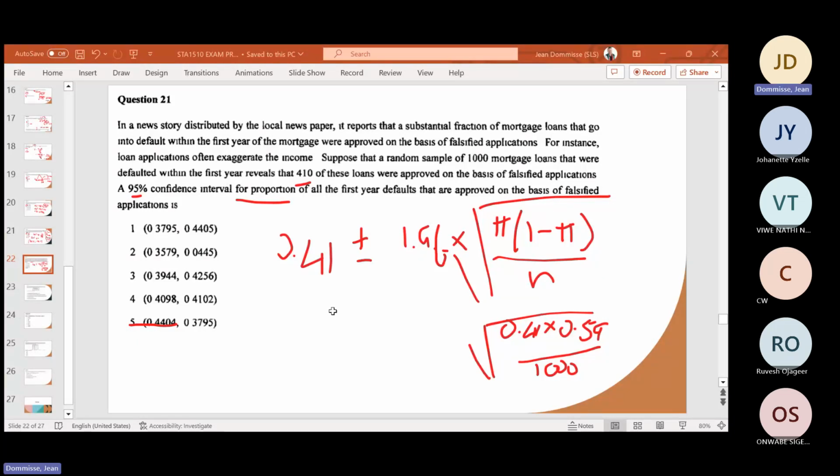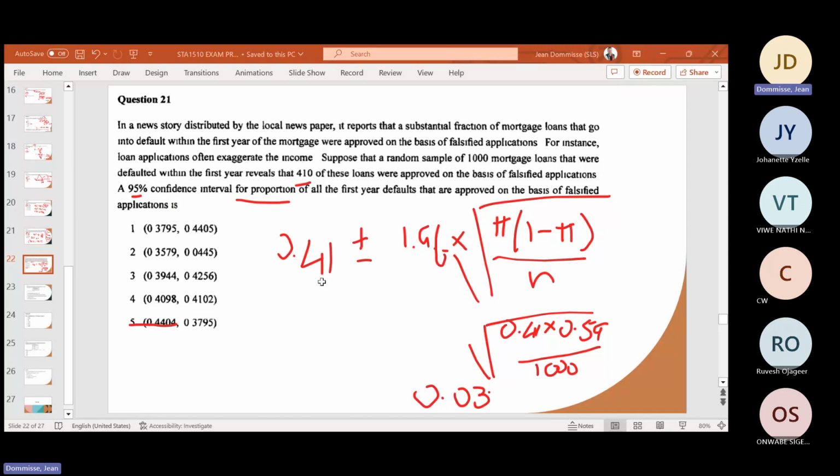I get 0.000242. If I take the square root of that, I get 0.015553. And if I multiply that by 1.96, I get that we will work with 0.03. Let's just see how many decimals do I need.